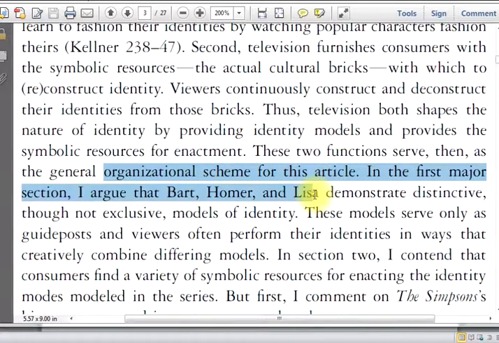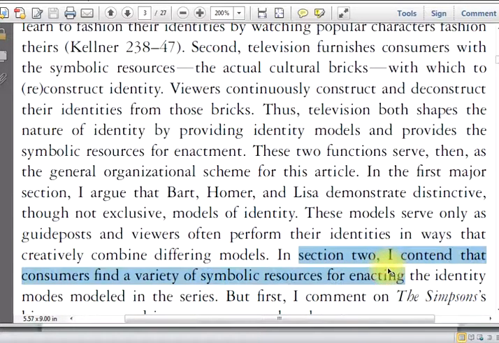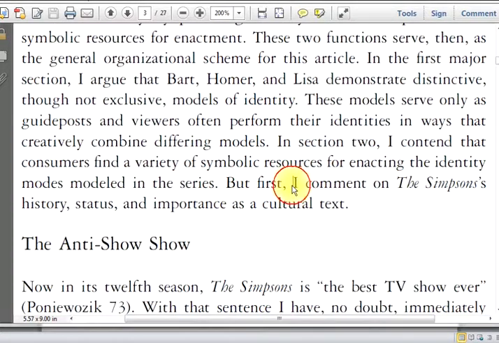In the first major section, I argue this. In the second section, I argue that. But first, I do this, and you see that here. So you know, I can already sense how I'm going to write this summary. I'm going to write down these maps. I'll try to put them in my own words, and then I'll try to understand the basic structure of the article.